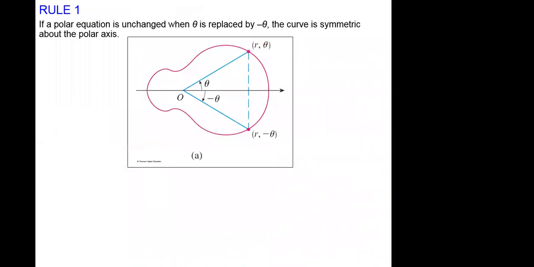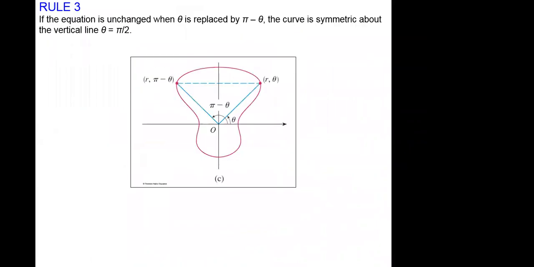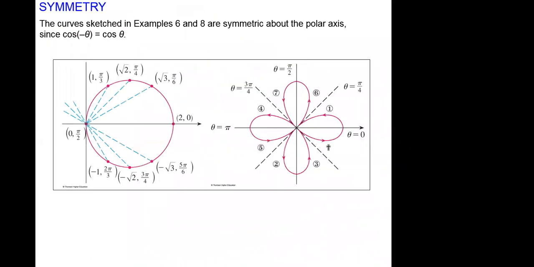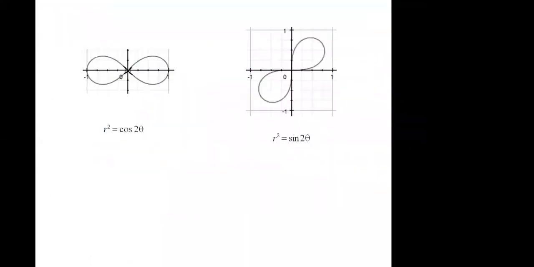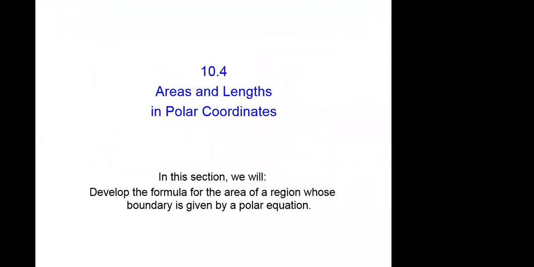I will skip this one because we do have some symmetry, but it's obvious. Okay, we know all of the shapes. We know circle, we know cardioid, we know a flower with even number of loops or odd number of loops, and we know cardioid with the loop, limaçon.